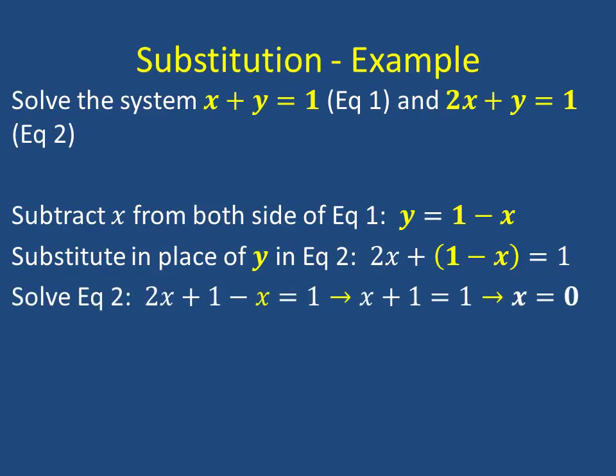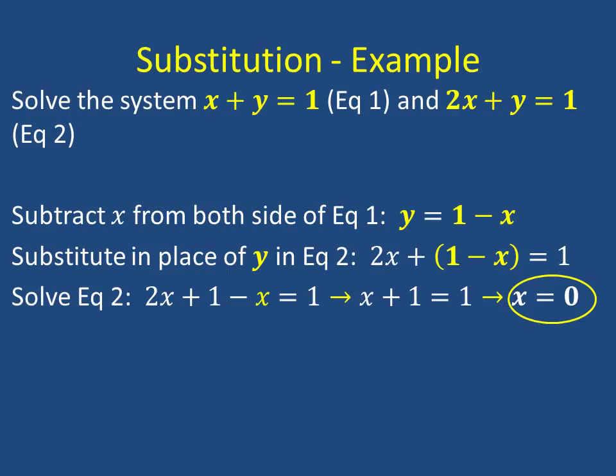We're going to solve equation 2 since now we have one equation with one variable. We take 2x plus 1 minus x equals 1. That's going to reduce to x plus 1 equals 1. Subtracting 1 from both sides, we get x equals 0. This is our solution for x.